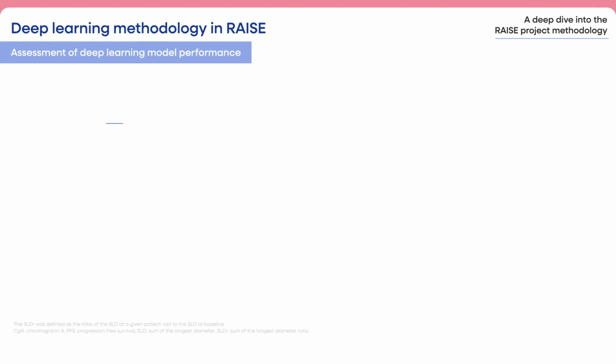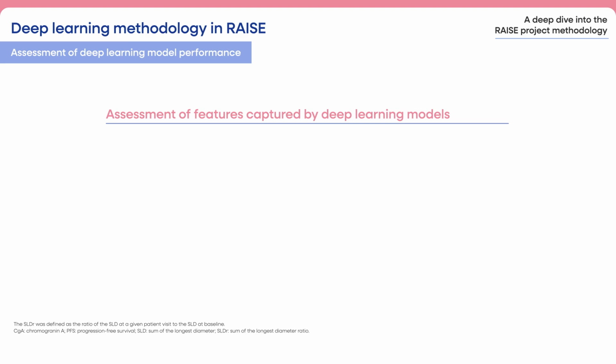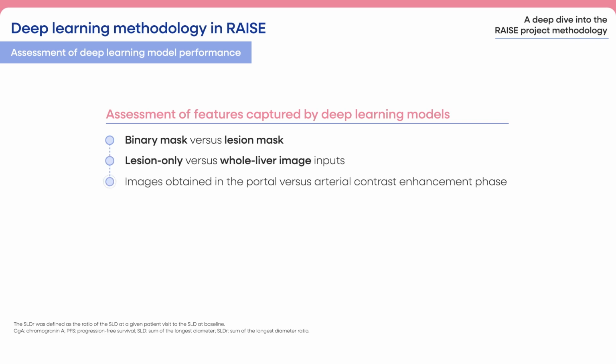Different models were then used to assess the features captured by deep learning. The first model included a binary mask, which represents the contour of the lesion, versus a lesion mask, which represents the entirety of the lesion. The second model assessed the deep learning features captured when using lesion-only versus whole liver image inputs. The third model compared features captured when using lesion images obtained in the portal versus arterial contrast enhancement phase.